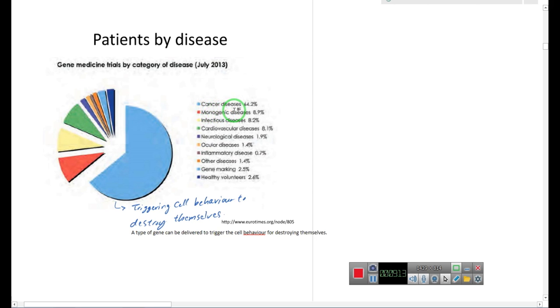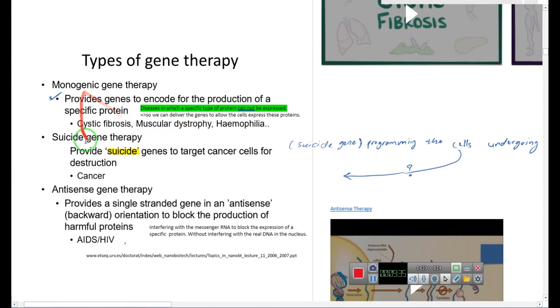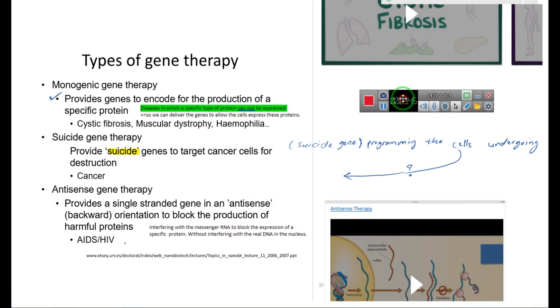And how does it work? Well, we want to deliver a type of gene into the cancer cells in order to trigger the cell behavior for destroying themselves. It means that we want the cancer cells to undergo a suicide. So by doing that, we can stop the growth of the cancerous tumor.